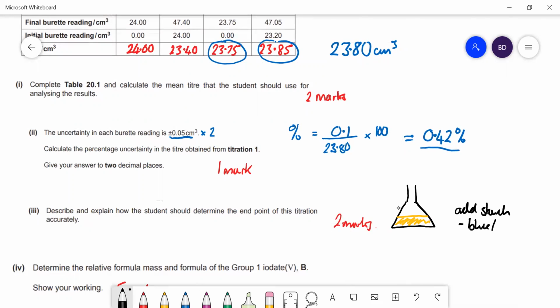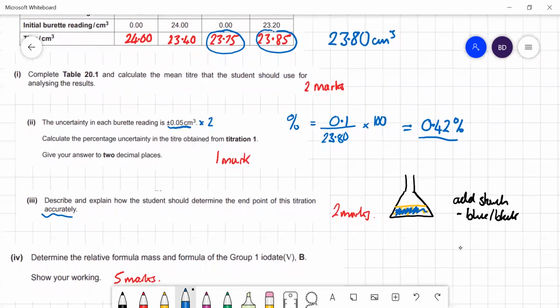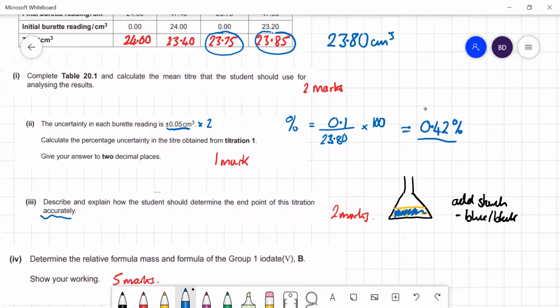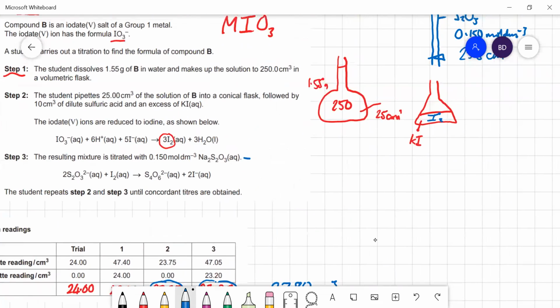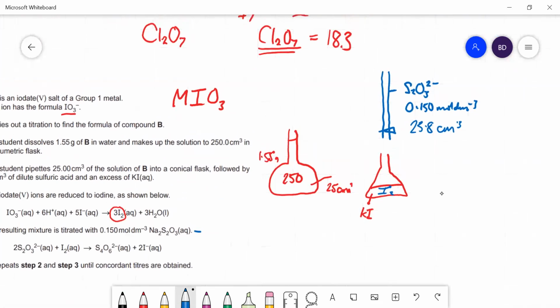The starch forms a blue-black complex with I2, and then you can continue adding the thiosulfate until the blue-black color completely disappears. So you need to add starch to do this accurately, really. That's the key point. So one mark for the starch, 1 mark for the disappearance of the blue-black color. Now we've got to determine the relative formula mass and the formula of the group 1 iodate. Okay, so what I'm going to do is just paste down that picture that we did up here with a bit of working out in it already.